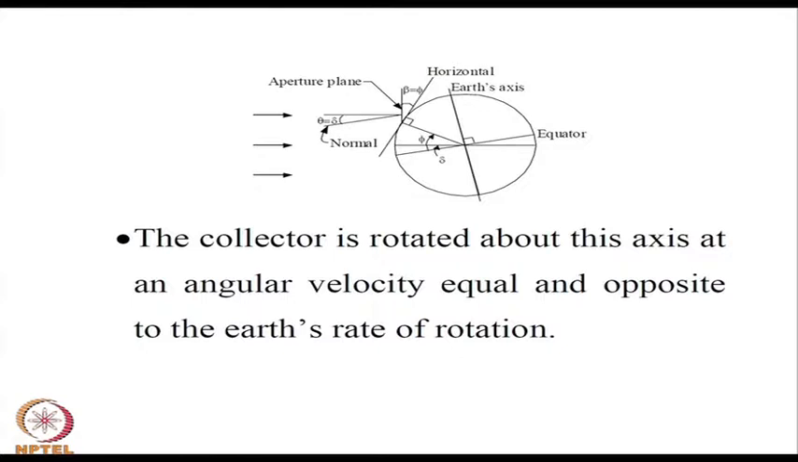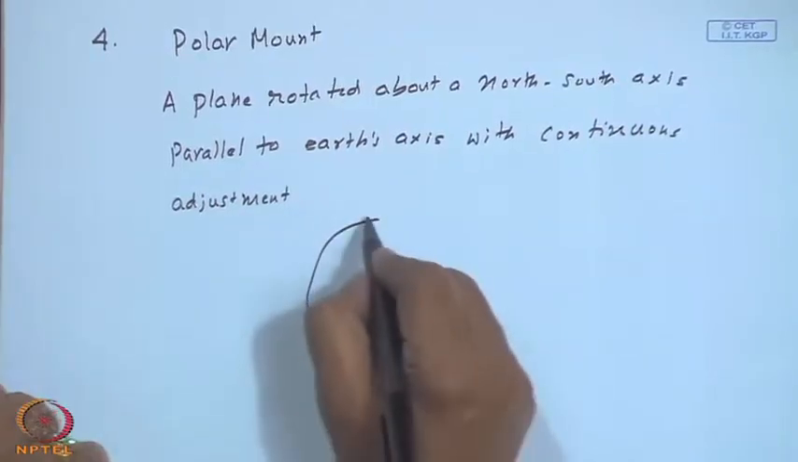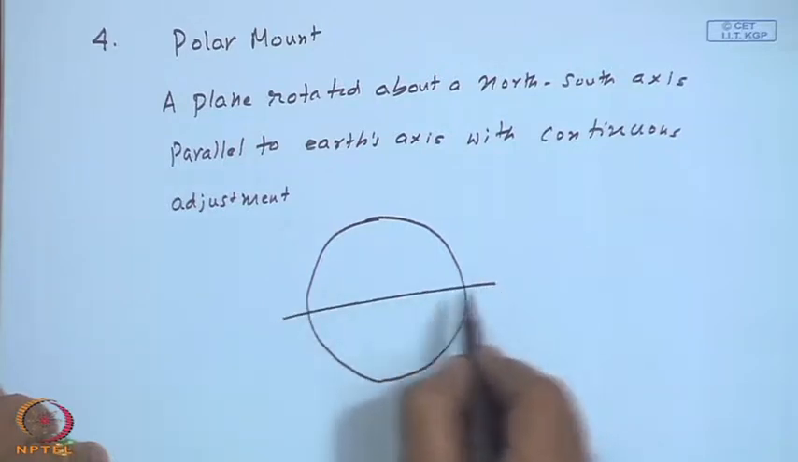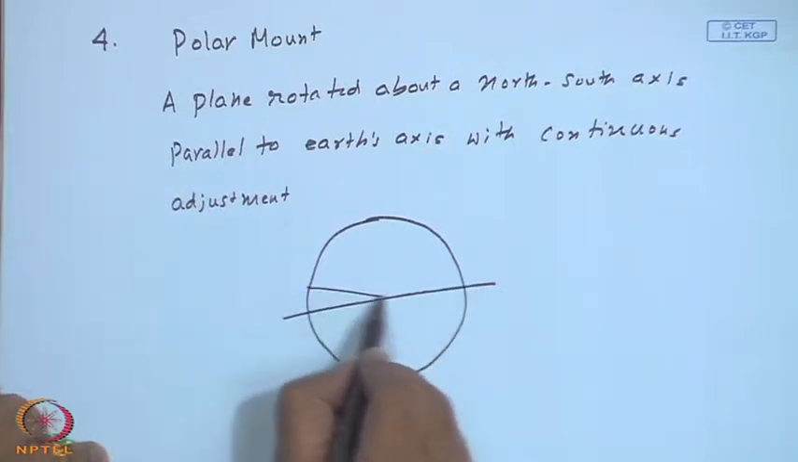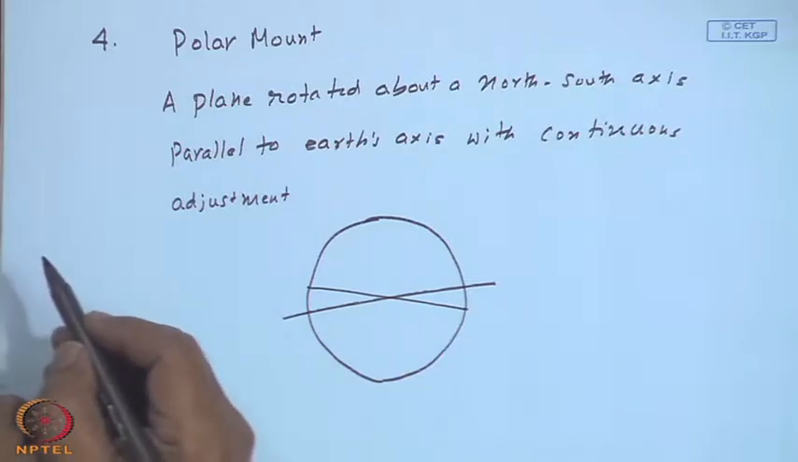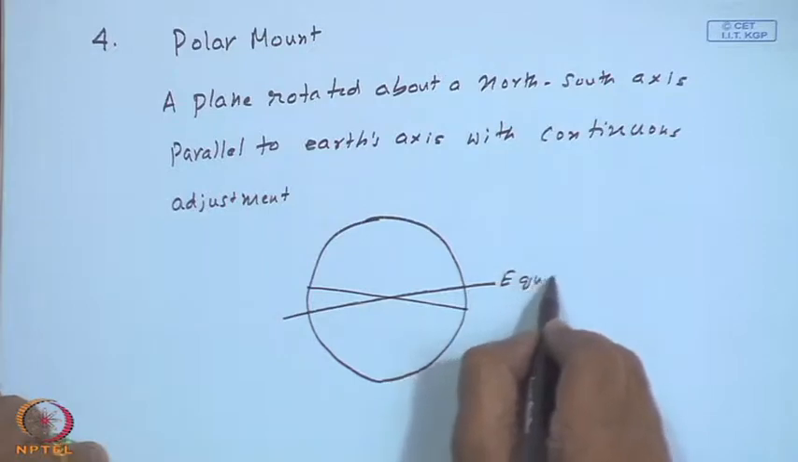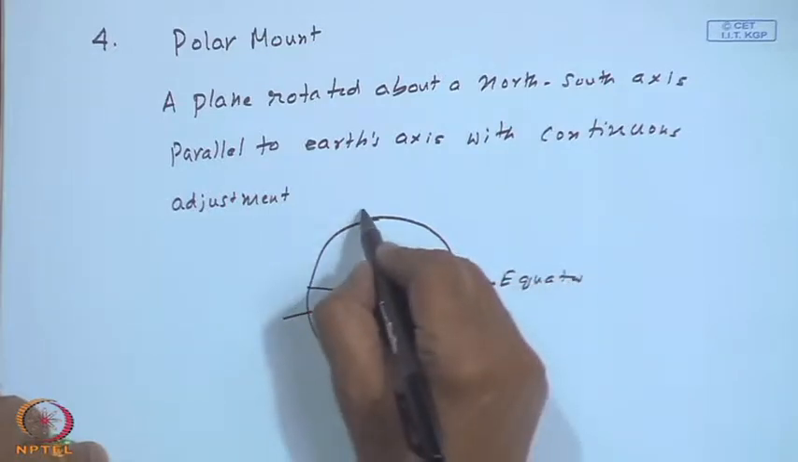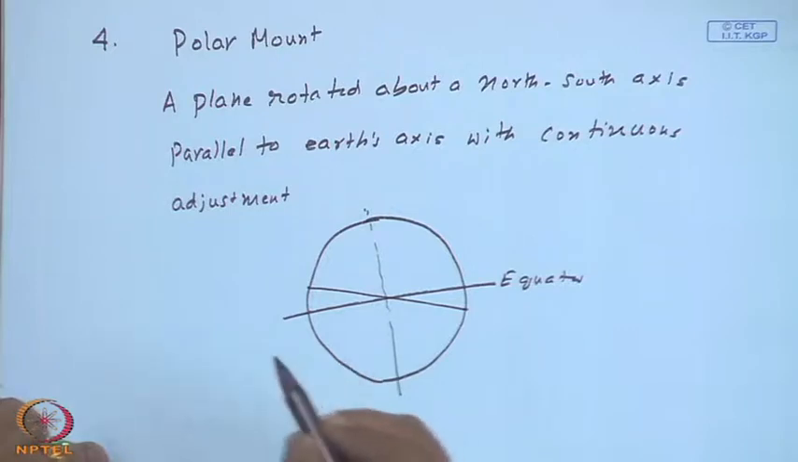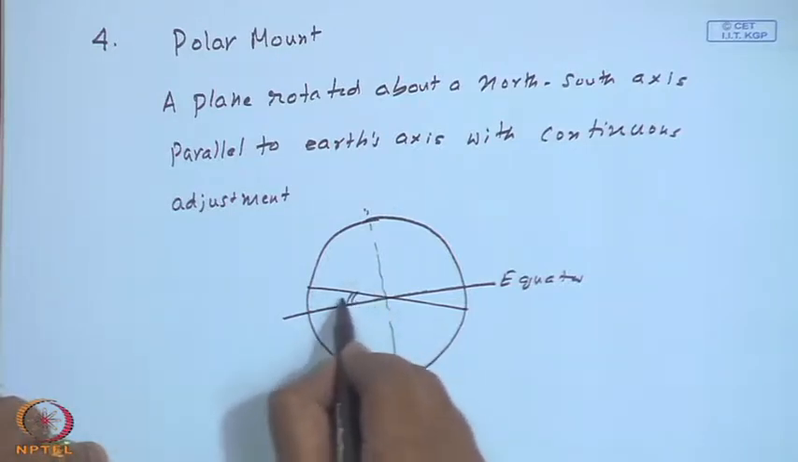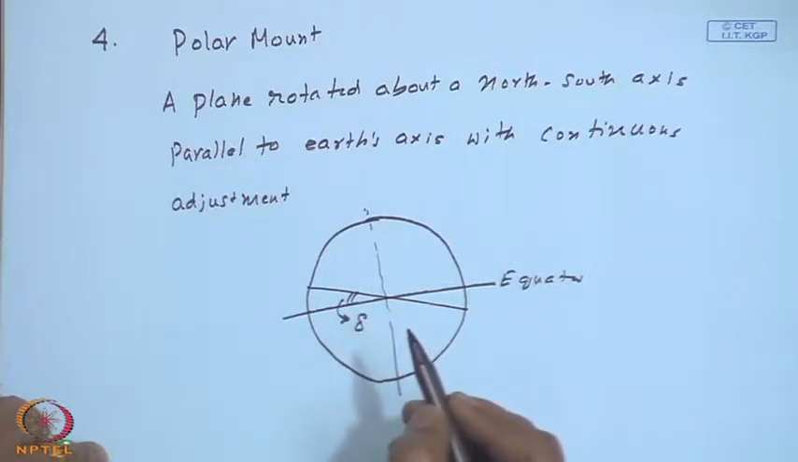So, you can see the picture over here. Equatorial plane is the midline, to which the inclination, this is the equator, and this is your Earth's axis, and this will be your delta, the tilt or the declination.